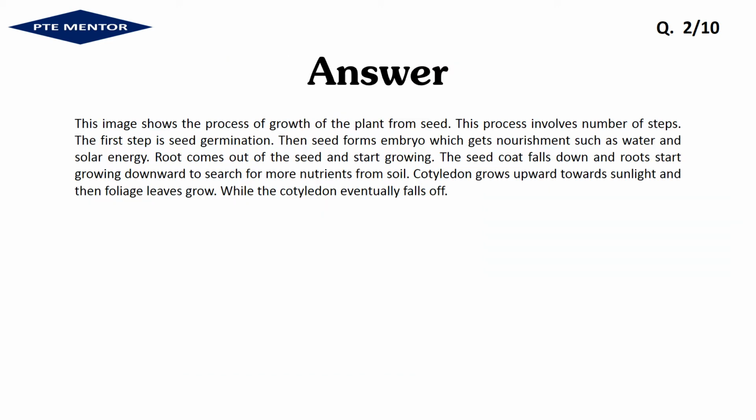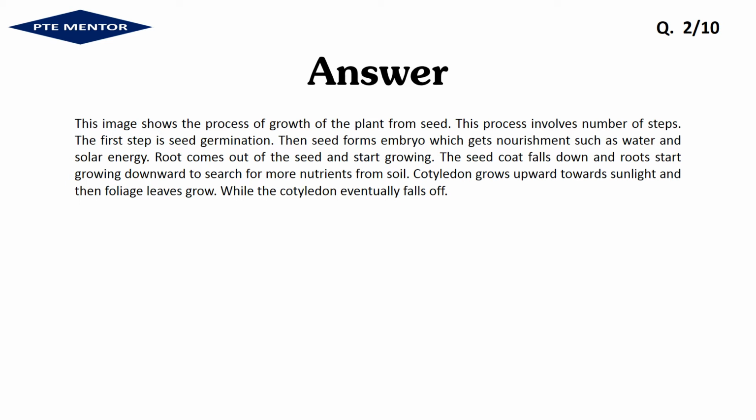This image shows the process of growth of the plant from seed. This process involves a number of steps. The first step is seed germination. Then the seed forms an embryo which gets nourishment such as water and solar energy. The root comes out of the seed and starts growing.